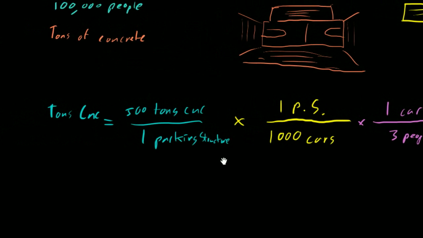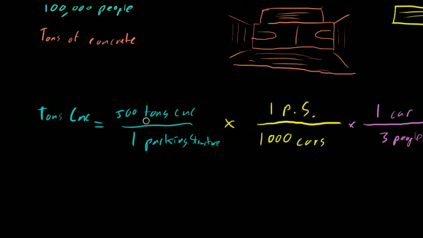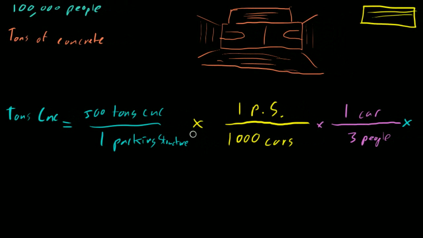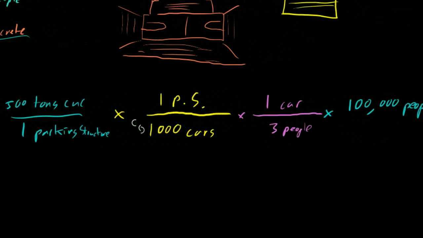We started with what we wanted to get, and you can see that this is definitely not a perfect problem because we're going to have fractions of parking structures built and everything, but it's just an Algebra 1 type of problem that I wanted to show you, where essentially we started with what we wanted to get. We were looking for how many tons of concrete we would need based on building an arena with 100,000 people.